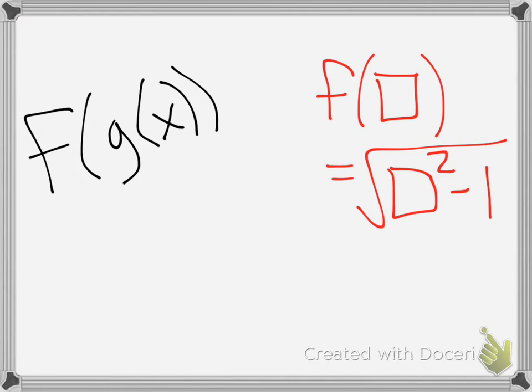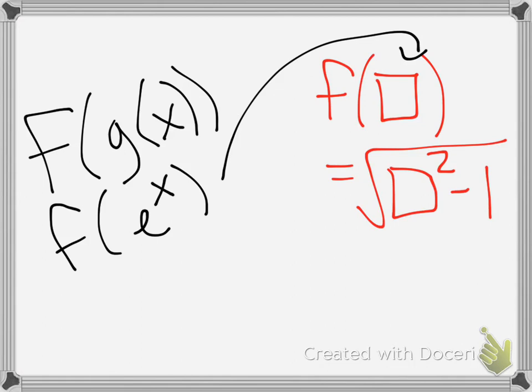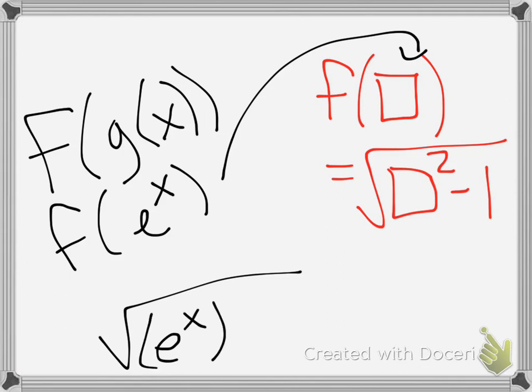g of x, exactly. And g was what, e to the x? So I need to take e to the x and plug it into the f machine, right? So this needs to be square root of e to the x, squared, minus 1, right? And you can simplify this a little.